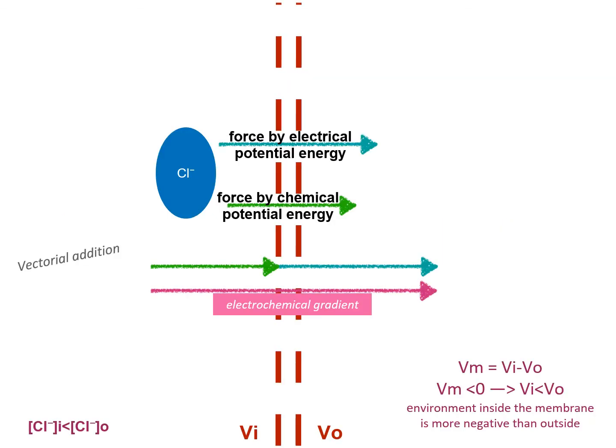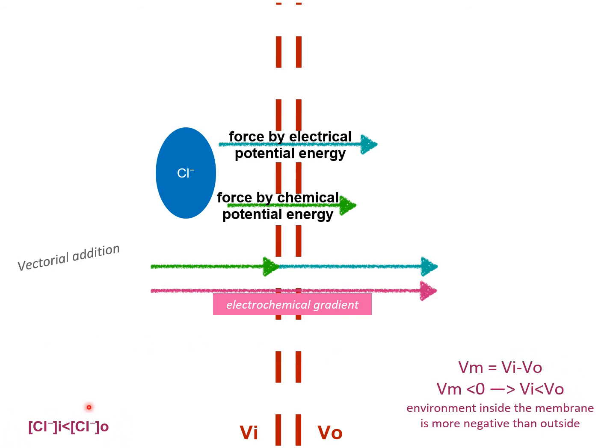So, for each substance, we can define an electrical gradient, so an electrical force, and a chemical force. Now, if I tell you that this is the inside, and this is the outside of the membrane, and I tell you that the membrane potential is given by the potential on the inside minus the potential on the outside. So, if the membrane potential is less than 0, that means that the environment inside is going to be more negative than the outside, or the outside is going to be more positive than the inside.